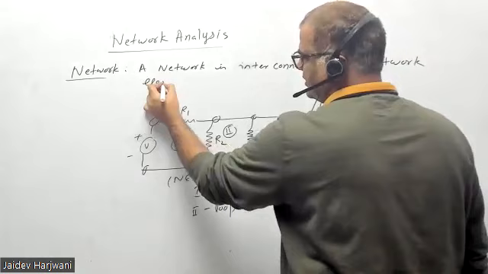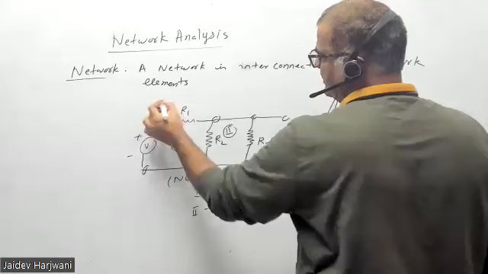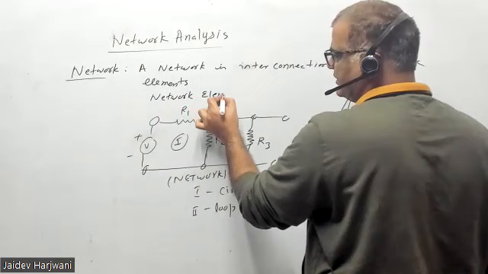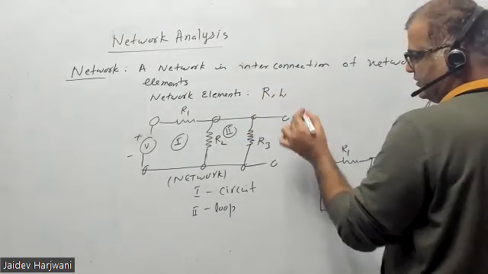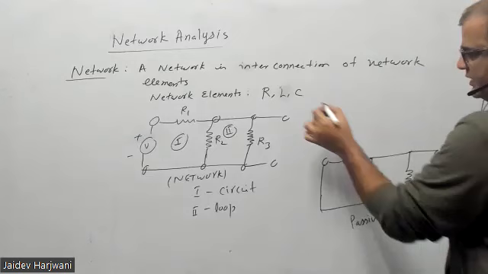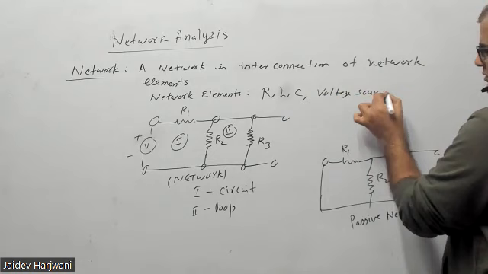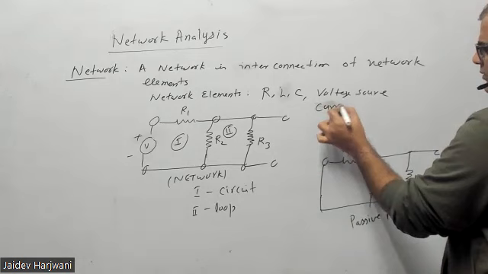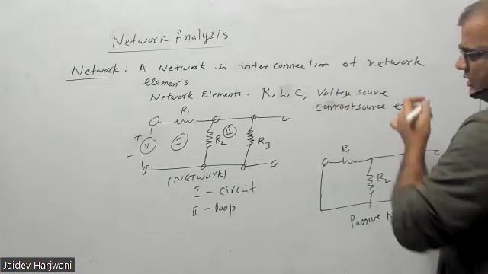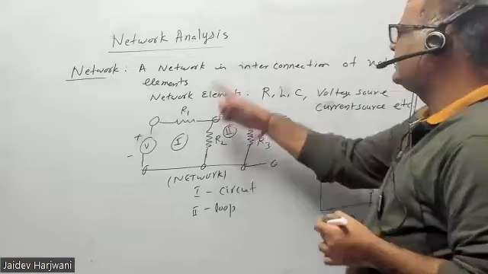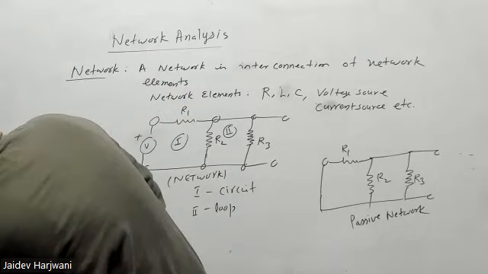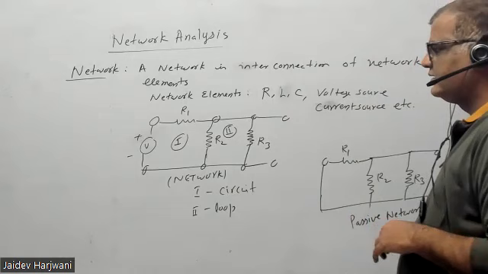And what are the network elements I'm talking about here? Network elements can be resistance, inductor, capacitor, voltage source, energy source, current source. All these come under the category of network elements. So basically, a network is an interconnection of network elements. Now we can go further into detail in understanding networks. Any question?